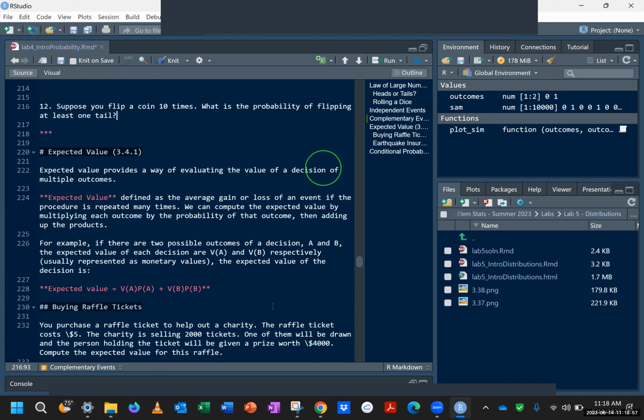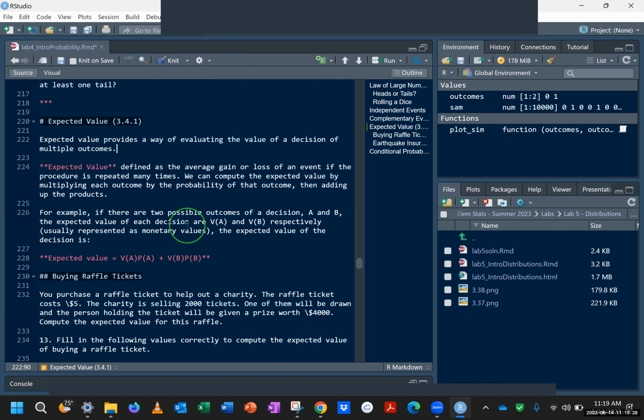Expected value is a very useful concept that describes a way of evaluating the value of a decision with multiple outcomes. If I'm going to do something that has 2 different outcomes, and each outcome has some kind of value I can measure, I can use that to calculate what I would expect to gain if I were to repeat this process many, many times. It's a probabilistic concept that allows us to put value on choices, which helps us make better choices.